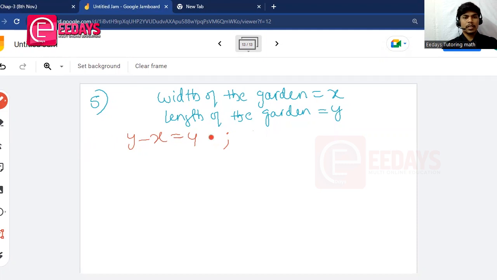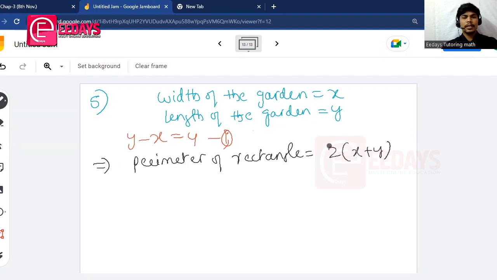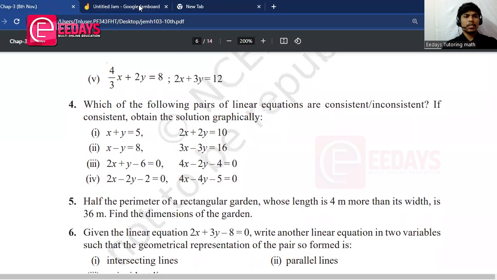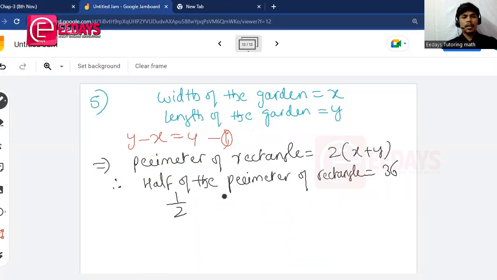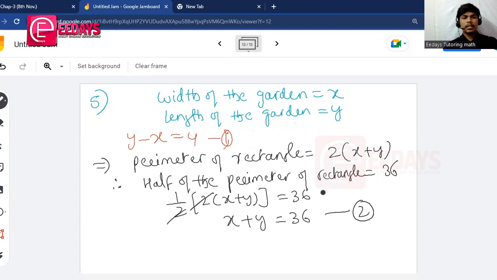So take this as equation 1. For equation 2, first we need the perimeter of a rectangle formula. What is the perimeter of a rectangle? Anyone knows? No? It is 2 into (L plus B), so 2 into (x plus y). They have given in the question half of the perimeter, which is 36 meters. Half is nothing but 2 into (x plus y) is equal to 36 divided by 2, so the 2 gets cancelled, because both are multiplication. You will get x plus y is equal to 36. So this is our second equation, and this is our first equation. I hope you understand, everyone.